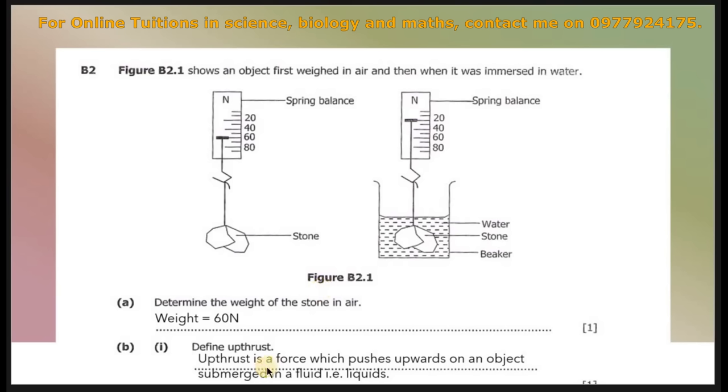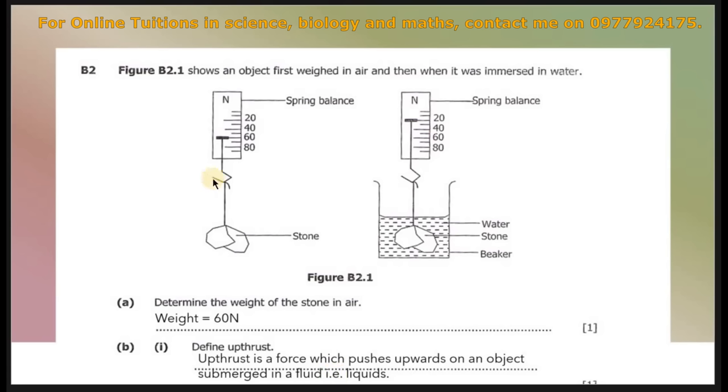So upthrust is a force which pushes upwards on an object submerged in a fluid, e.g. liquid. So when you put this one here, there's a force this liquid is pushing on the stone here. So that force is called upthrust. That's why when this question came, one of the guys said, sir, the exam was okay, but I only didn't answer the question on upthrust. Yeah, there'll be questions like that in an exam which are new that will surprise you. So an upthrust is a force which pushes upwards on an object submerged in a liquid or fluid.